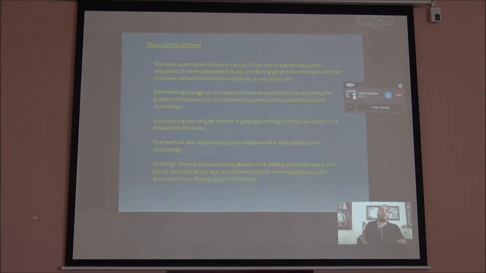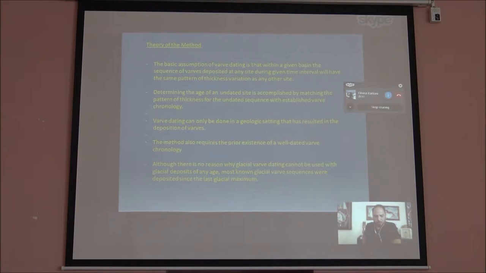So the basic attraction of varve dating is that within a given basin, the sequence of varves at any site in this basin during a given time interval will have the same pattern of thickness variation as any other site. So determining the age of an undated site is accomplished by matching the pattern of the undated sequence with an established varve chronology. This is very close to the theory we saw before.